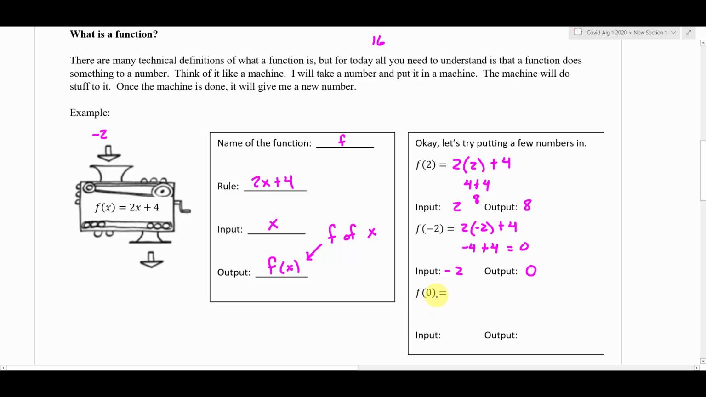All right, one more time. This time, I'm going to put a 0 in. So I'm going to come over here. Instead of putting a -2 into my machine, I'm going to put a 0. And let's see what that looks like. So my rule becomes 2 times 0 plus 4. Order of operations, I start here with the multiplication. So 2 times 0 is 0, and I still have plus 4, and 0 plus 4 equals 4. So my input was a 0, my output was a 4.